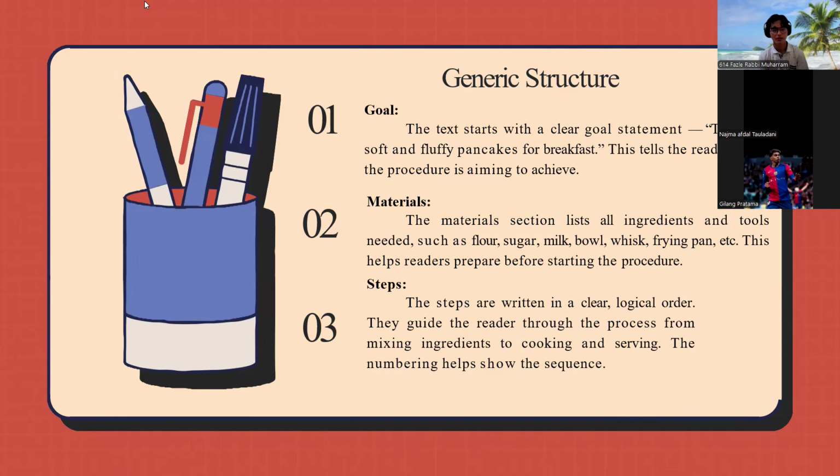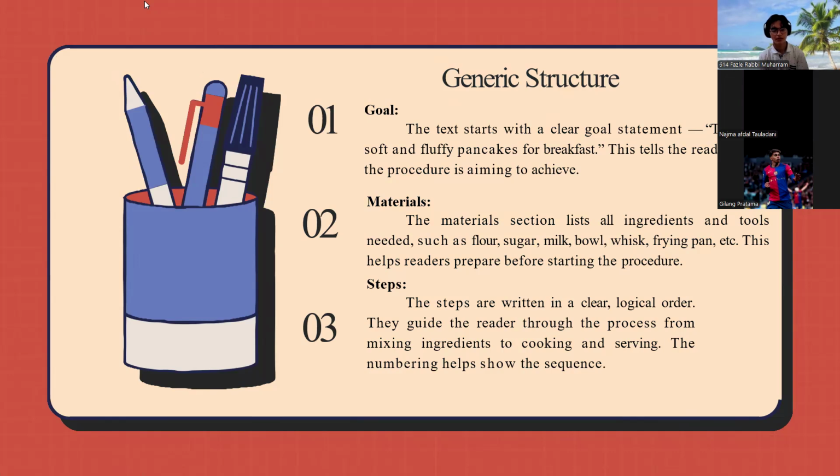Second, materials. The materials section lists all ingredients and tools needed, such as flour, sugar, milk, bowl, whisk, frying pan, and anything else. This helps readers prepare before starting the procedure.